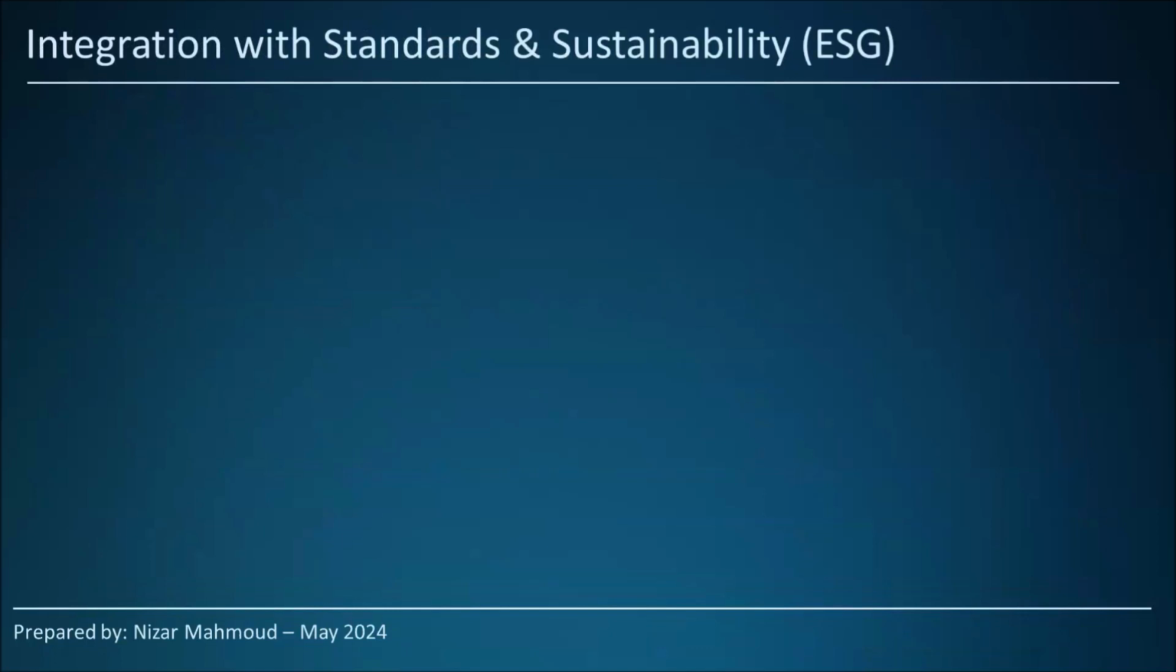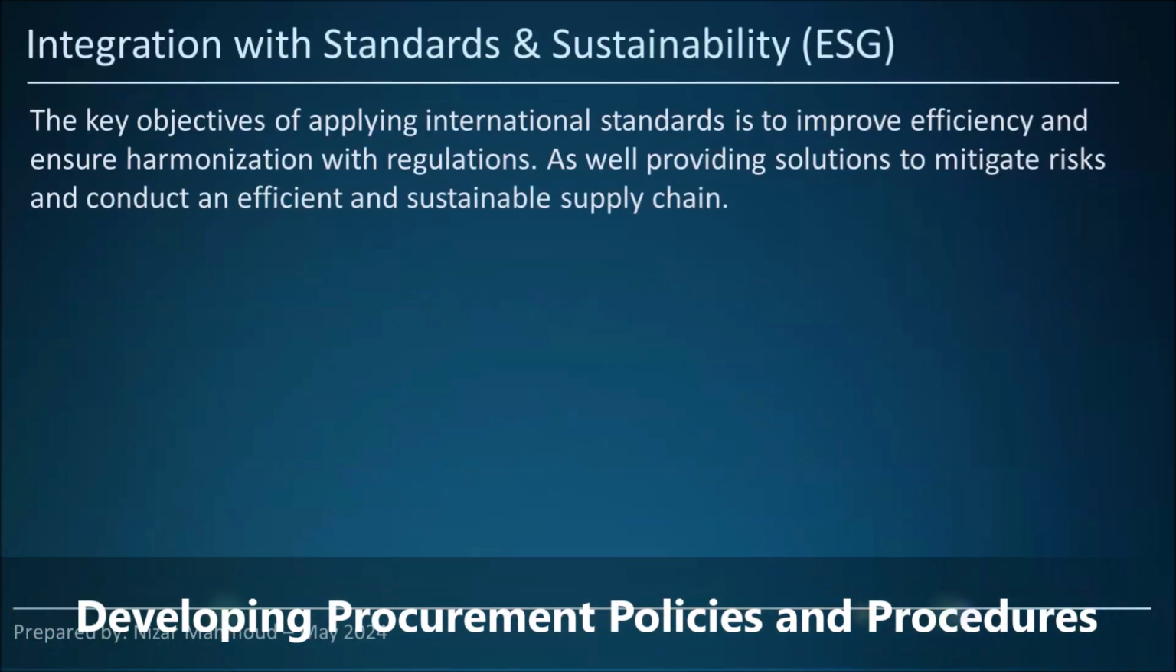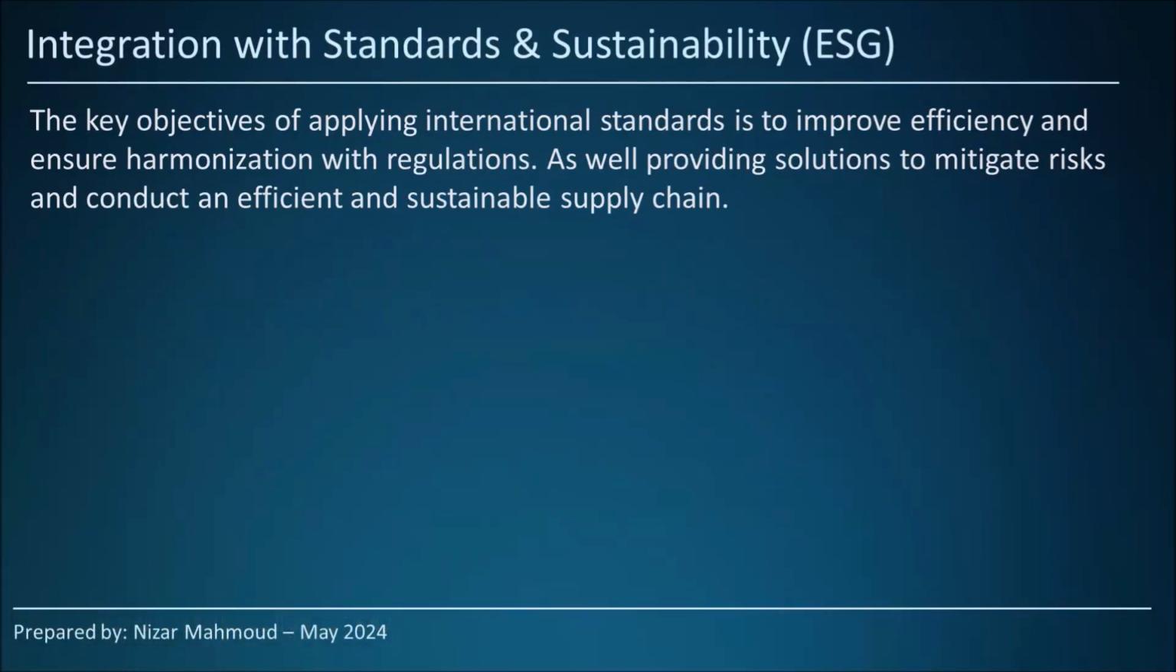Okay, this is the main topic, or let's say the hot topic: how to integrate sustainability, environment, social and governance into this procurement process. So why would you apply international standards? I'm talking about ISO standards or, generally, sustainability. The objective is to improve the efficiency and harmonize with the regulations, as well as providing solutions to mitigate risk and conduct an efficient and sustainable supply chain.